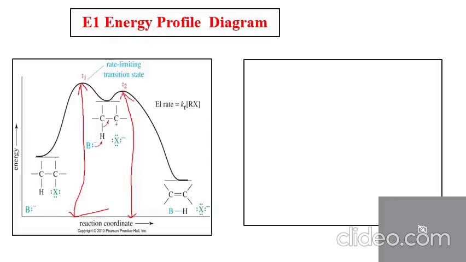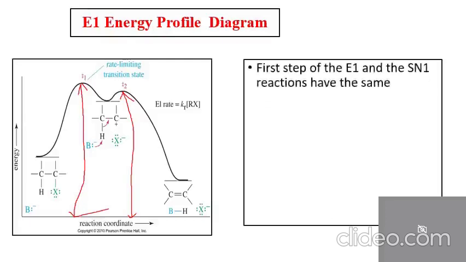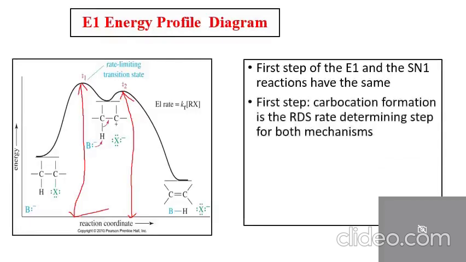Now, you can compare: the energy of activation of the first step is higher as compared to the second step. Therefore, the first step is the slow step, the RDS, because the energy of activation is high. While the second step's energy of activation is less as compared to the first step. Therefore, the second step is the fast step. Now, in this first step, E1 and SN1 are both the same. In this, the carbocation formation is the first step, that is nothing but the RDS.